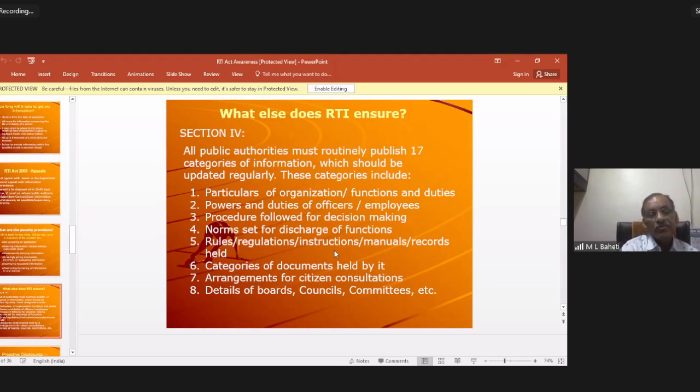There should be also one more clause, arrangement for citizen consultation. For stakeholders or citizens, there should be some arrangement. If a citizen has any doubt, he should be able to meet the PIO and get it resolved in a hassle-free manner. If this is not there, we can definitely complain to the State Information Commissioner or Central Information Commissioner.